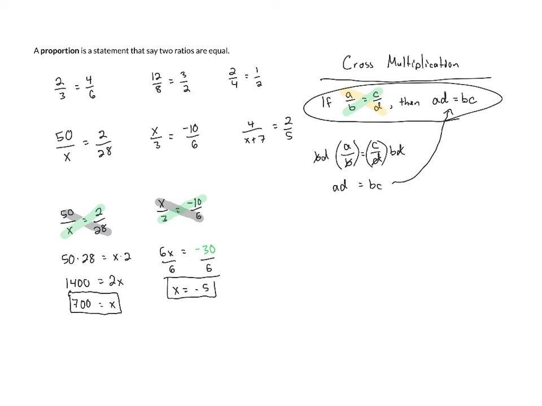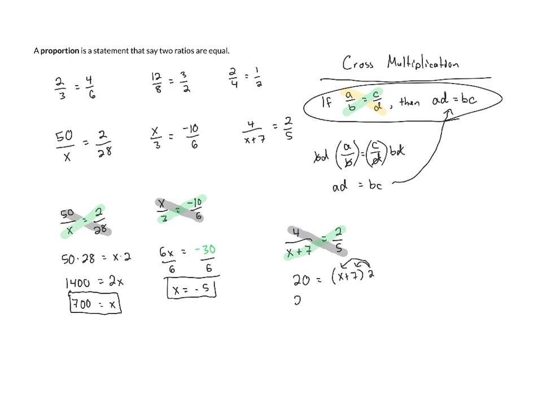All right, let's do this last one. I'm going to do this down over here, giving us a little bit more room. 4 over x plus 7 equals 2/5. If we use cross multiplication, we've got 4 times 5, which is 20. And then in the other direction, we've got x plus 7 times 2. And I'm actually going to write that out as x plus 7 in parentheses times 2. We need parentheses so that the 2 ends up getting multiplied by everything there.